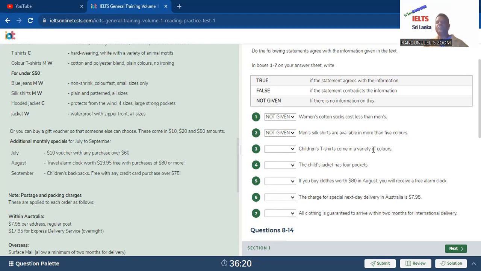You can't say many colors. You can't say variety of colors. Only one color. Therefore, this is false. It is contradicting. It's false. Because here it says one color, here it says many colors. So it is contradicting.